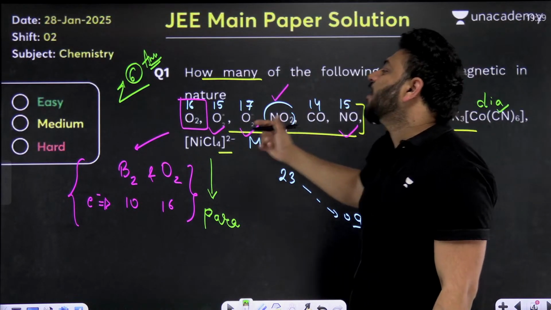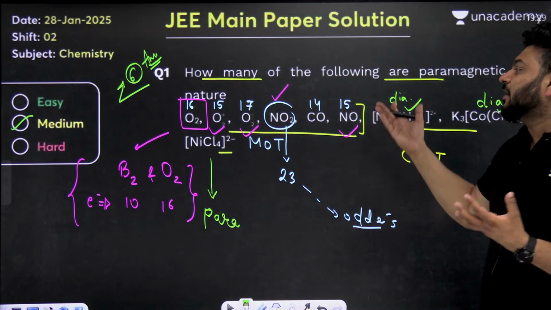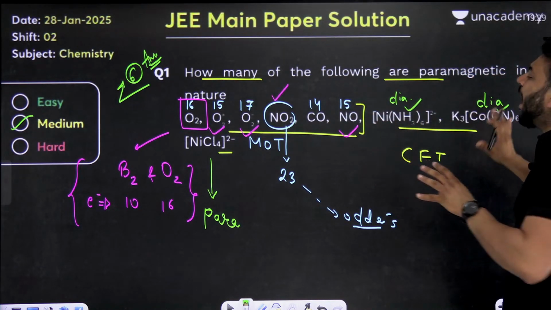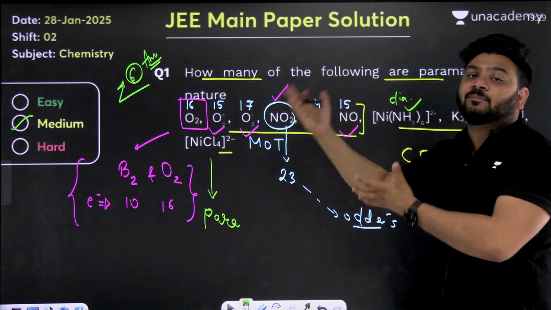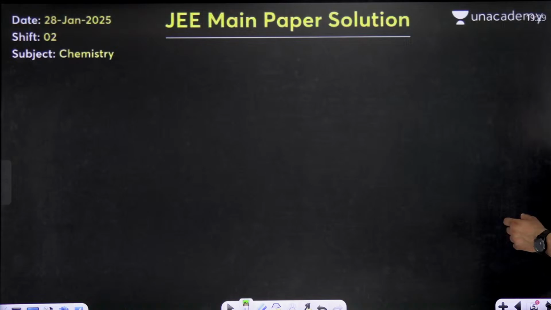Talking about this, I would rather go for medium because it's a time consuming question. It requires continuous solving, continuous writing down of the electronic configuration. I might have done it a bit fast because there were some shortcuts in my mind which I implemented to get the answer, but you can also apply the same. That was the first question we had.